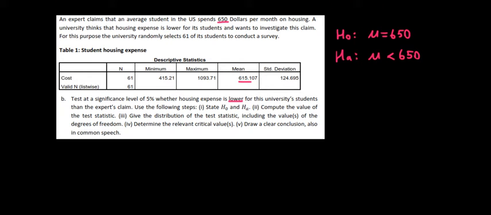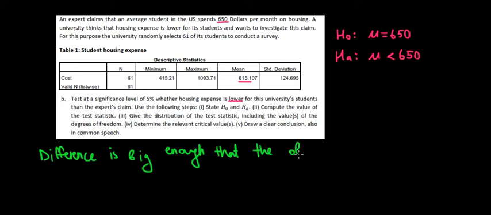Now, why would we test at all? The thing is this, in statistics, things can happen by chance. So we want to know whether this difference is big enough that the observation did not happen by chance. And when we say did not happen by chance, it just means that if we take more and more observations of expenses on houses, most of them on average are going to be less than 650. The difference is big enough that the observation did not happen by chance.